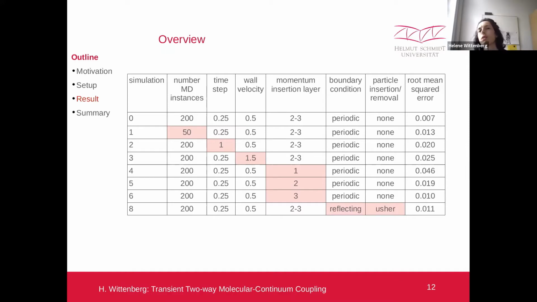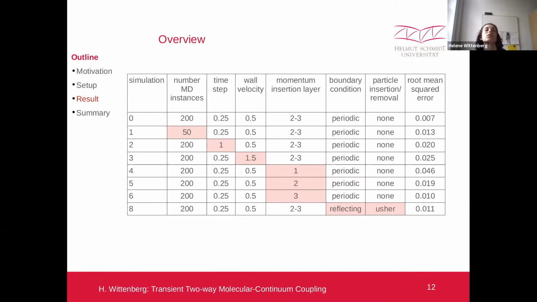In the last column, you can see the root mean squared error. These simulations I did were a Couette flow startup, and I compared the analytical solution with the simulated result and thereby calculated the root mean squared error and used it to check if the result is good or not. Okay, so simulation 0 is my baseline simulation, so I would name it a good simulation. It uses 200 instances in a multi-instance sampling.